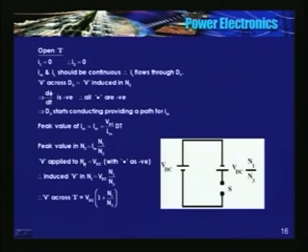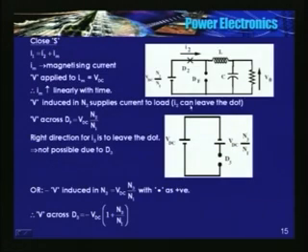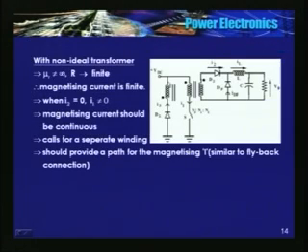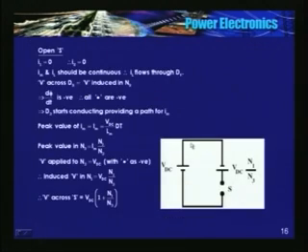What is the voltage applied to N3? It is VDC with the dot as negative, because the other end of the winding is connected to the positive. So this is connected to positive, and this has to be negative. In other words, the dot is negative.